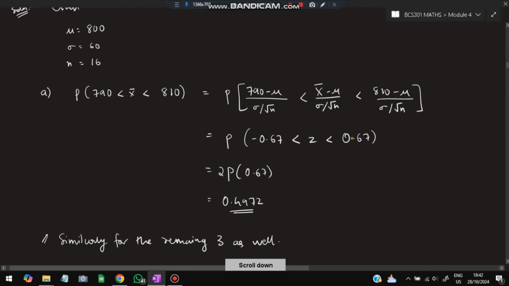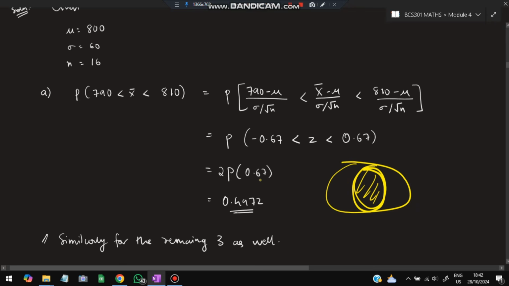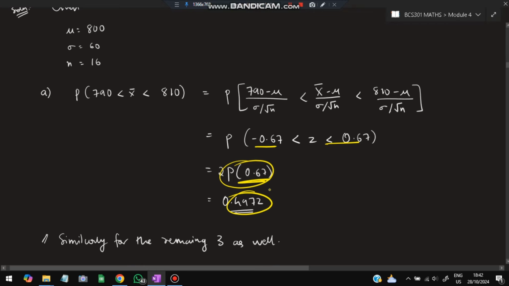Now after calculating you'll be getting a range here, and based on this range what you can see is minus 0.67 to 0.67. See here, if I draw the graph like this, it will be minus 0.67 and plus 0.67. Now if I divide it into half, this will be equal to this one, right? So I can take 2 times of this one for the whole area. 2 times of 0.67 is equal to this whole range. So the value will be given like this. You will have to refer to the A table and calculate it accordingly.